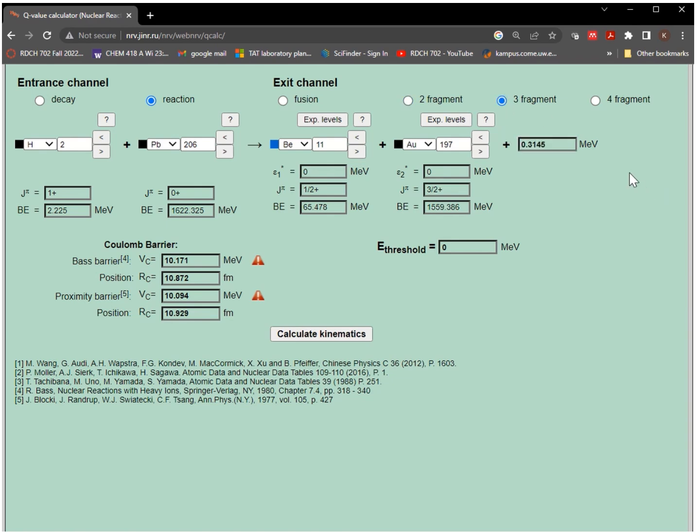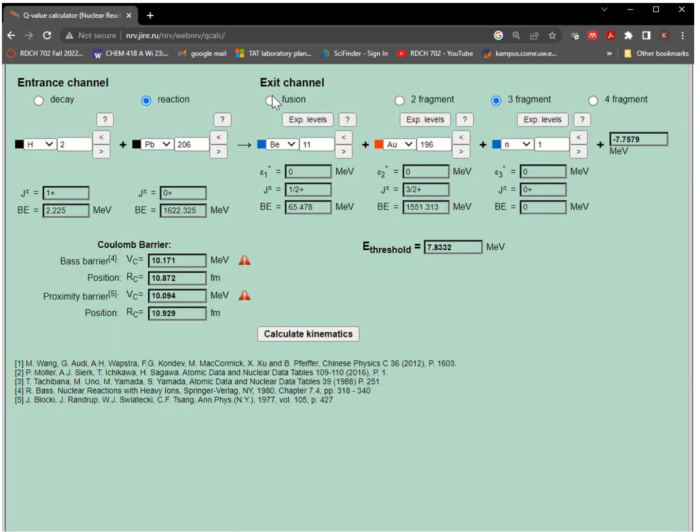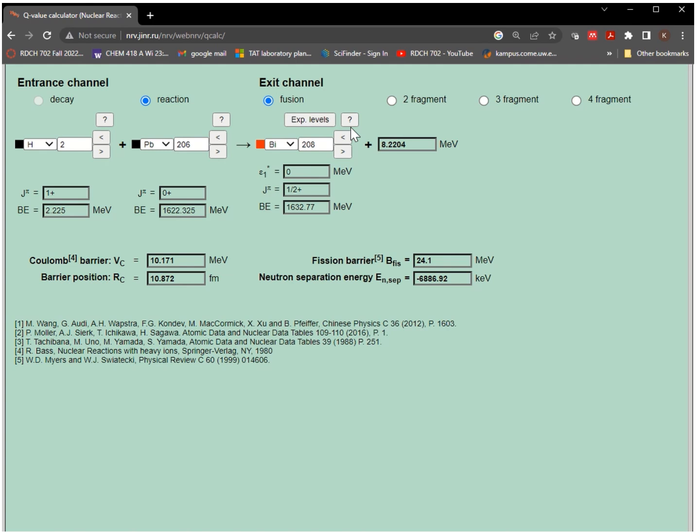On this site we could do 3 fragments or 4 fragments. We can also do a fusion reaction. So both these sites can be used during the course. The means of doing the calculations were previously discussed, but any time a question is related to Q values, please feel free to use this material, either of these sites, during the course.